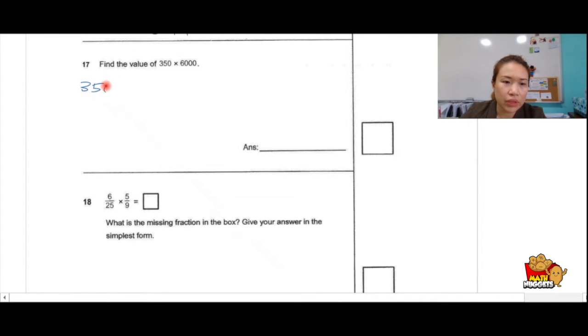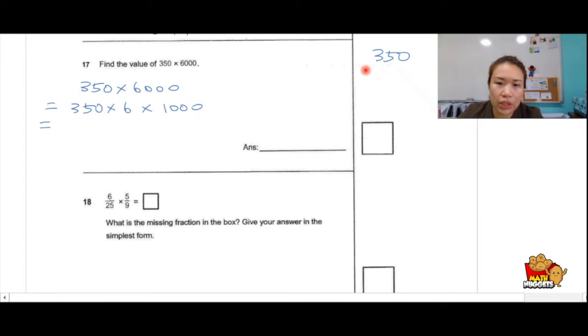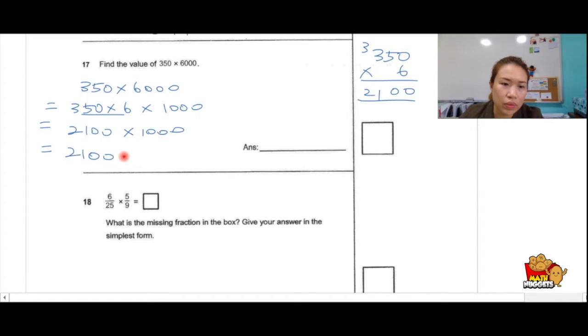Next, find the value of 350 times 6,000. Now I'm going to split this up: 350 times 6 times 1,000. So I'm going to do working for 350 times 6. So this is 2,100 times 1,000, which gives you 3 more zeros at the back. So 2,100,000.